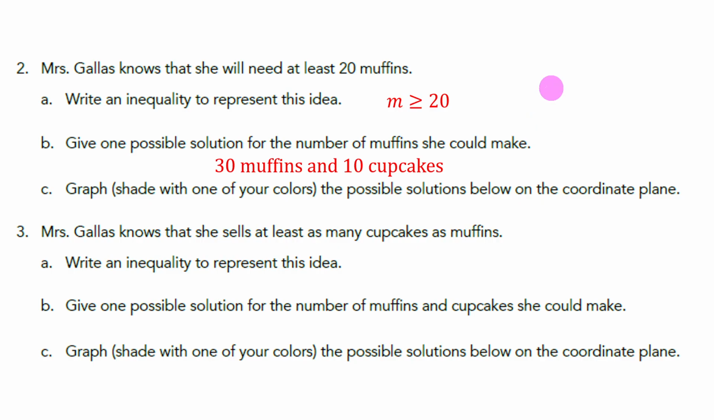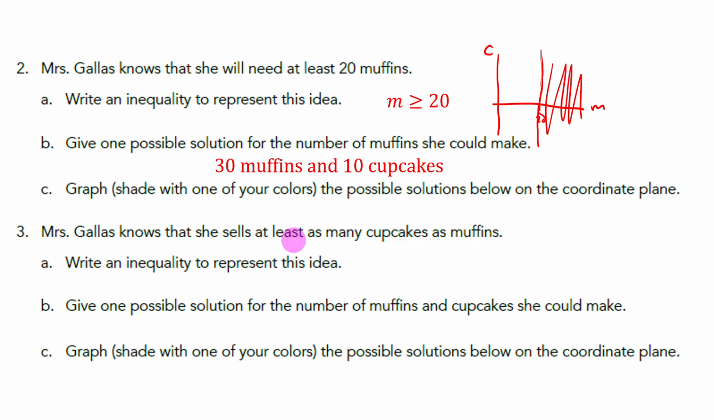So now we graph this, but that one's kind of easy. So our muffins are along here, cupcakes along here. So M must be greater than or equal to 20. You just go to 20, draw a line straight up and down, and it's got to be greater, so it's got to be this side.